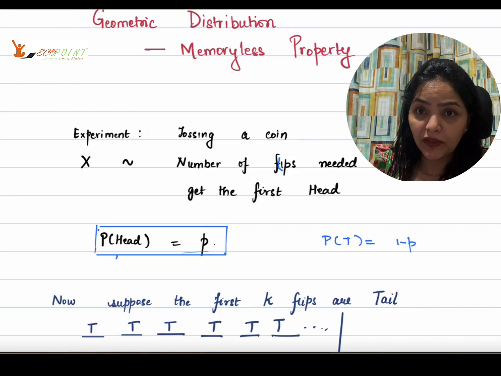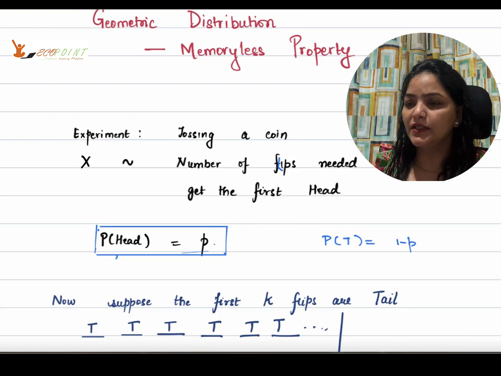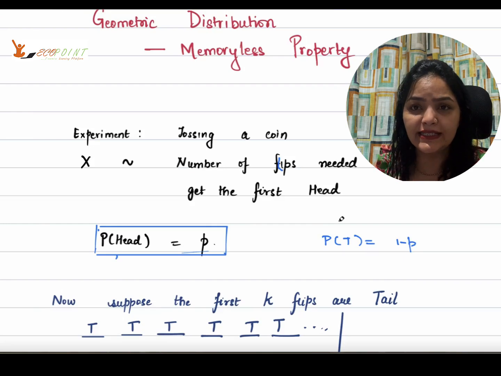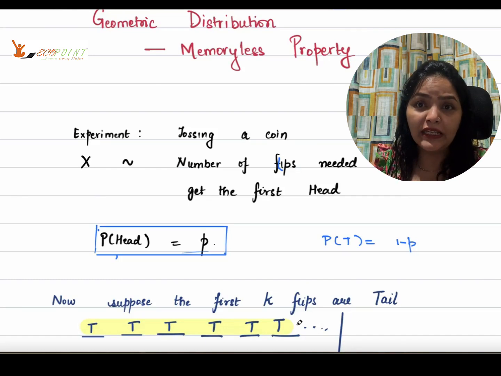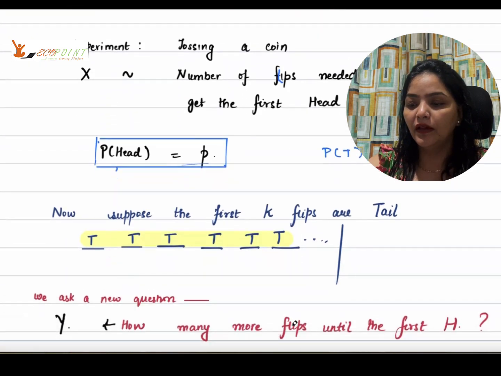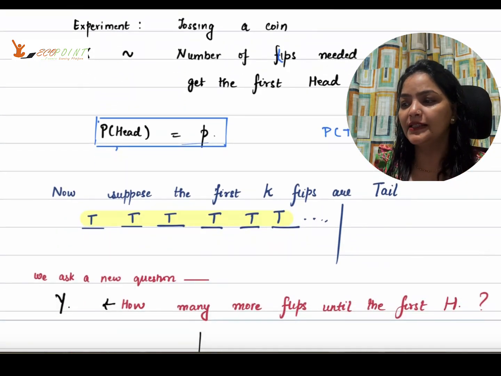In order to understand the memoryless property, just imagine. Suppose that we already have tossed this coin K number of times, and in all these K attempts we got a tail. So suppose we have K flips and all these K flips are tails. Then you ask yourself a question: how many more attempts will we need in order to get the first head? Suppose this is a new random variable, Y. How many more flips until the first head?